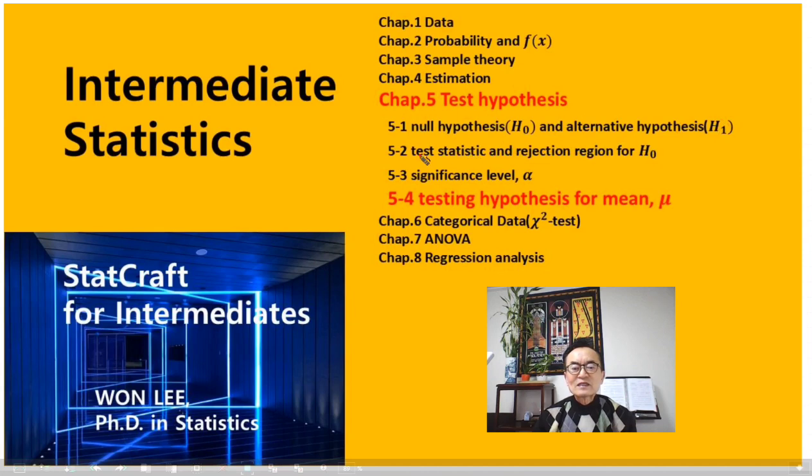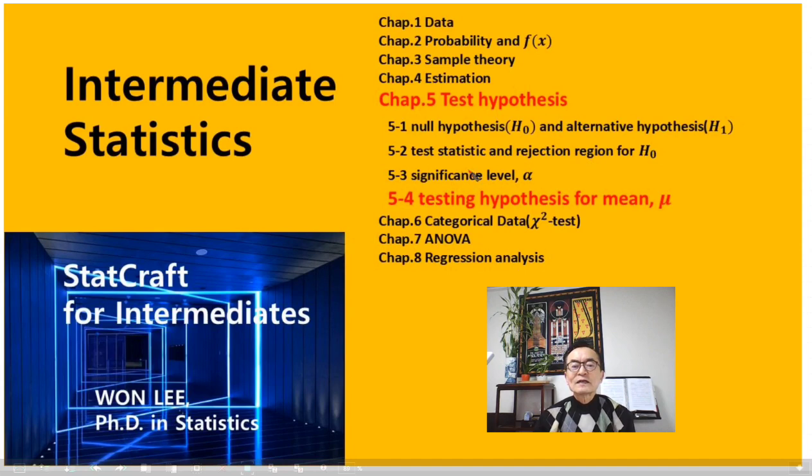And there exists only one test statistic to test hypothesis that will be the best estimator of that parameter. And we have to understand the rejection region for H0. What is this? The rejection region is the range of values of the test statistic where we may reject H0.